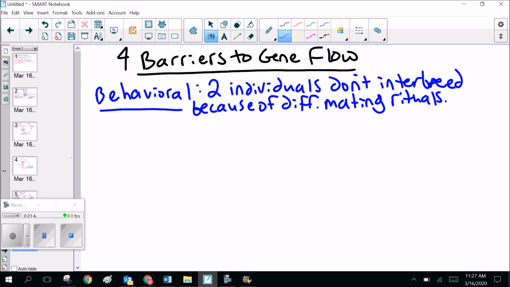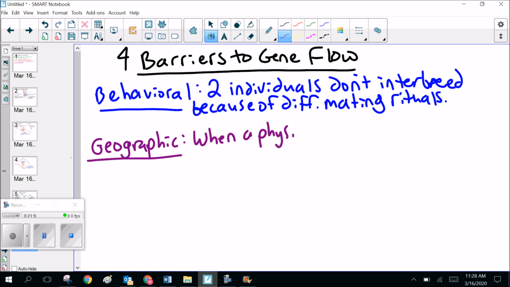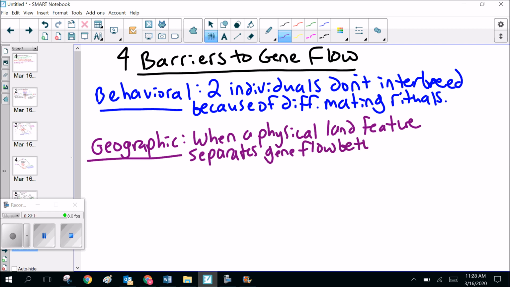The second type, which actually goes back to one of the previous examples, is geographic. Okay, and so like the example with the mountains, there's a mountain range in the way now, and so suddenly we have geographic isolation. So geographic isolation is when a physical land feature, like a mountain or a river or something, separates gene flow between two populations.